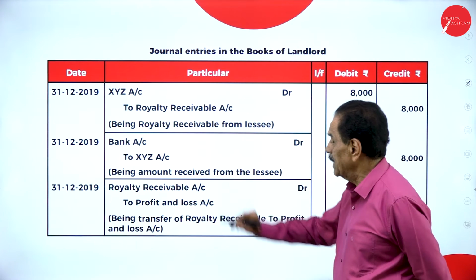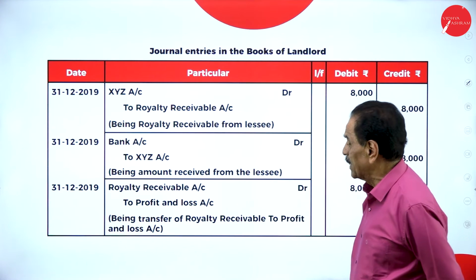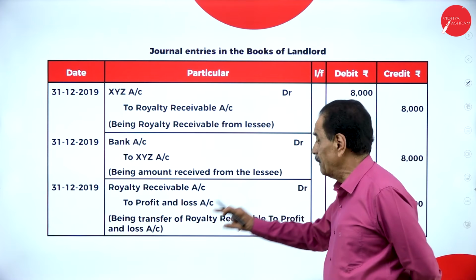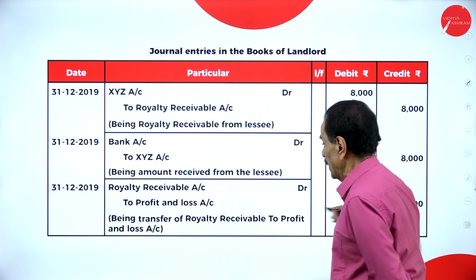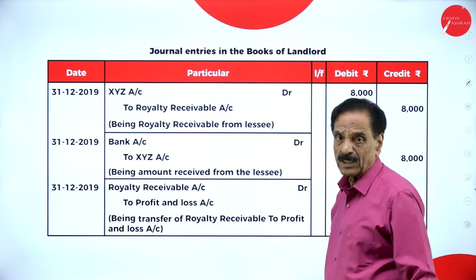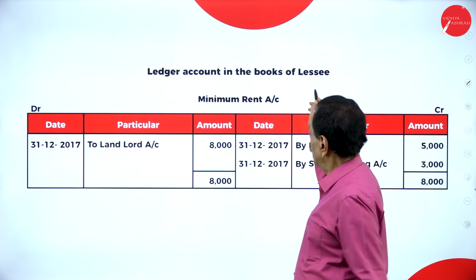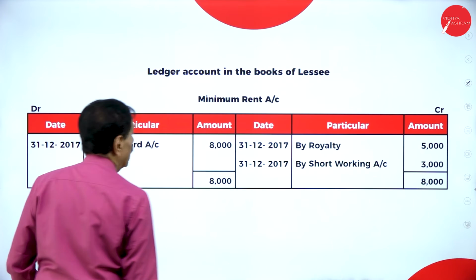We receive from lessee, bank account debit to XYZ company. Then royalty receivable will be transferred to profit and loss account or production account. Royalty receivable to profit and loss account, transferring entry. Now, ledger account in the books of lessee.